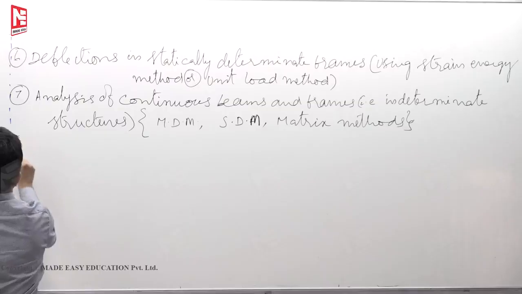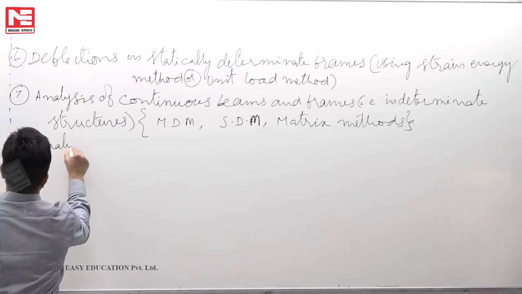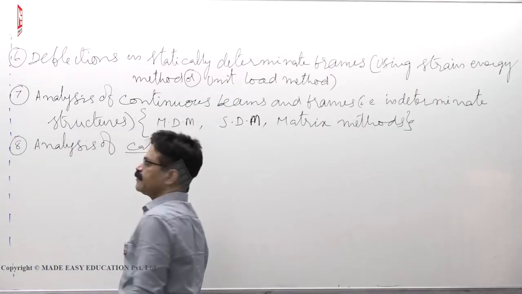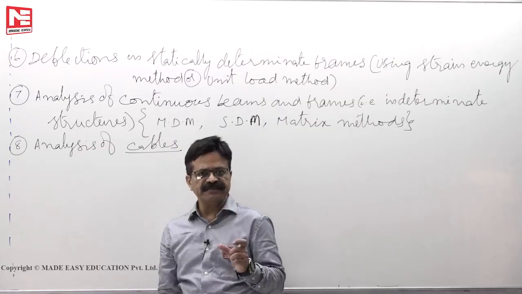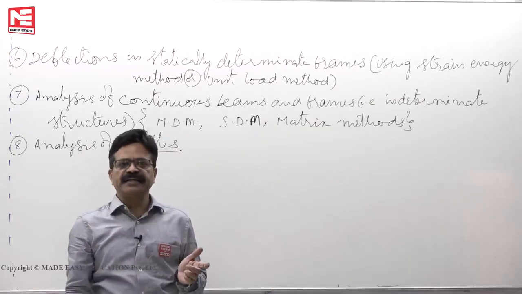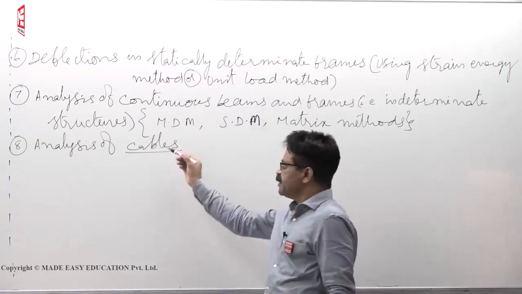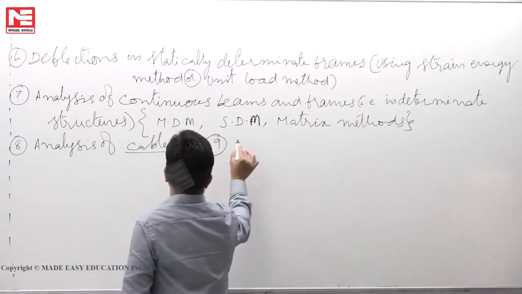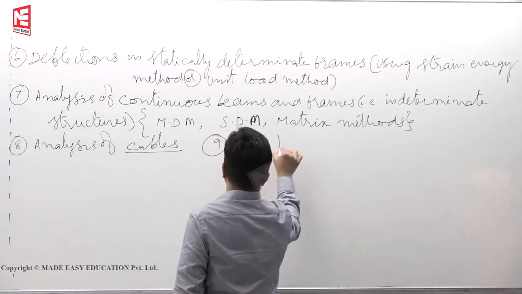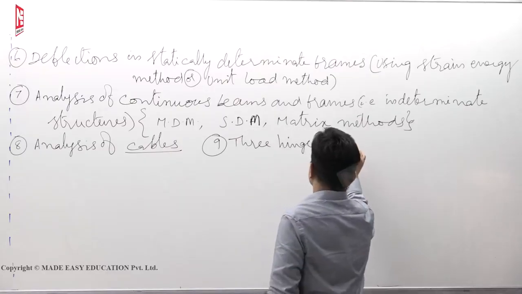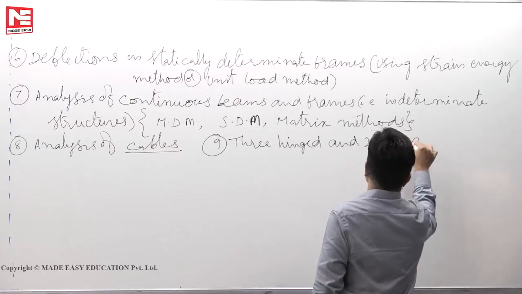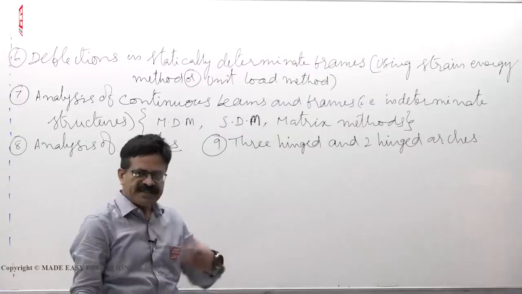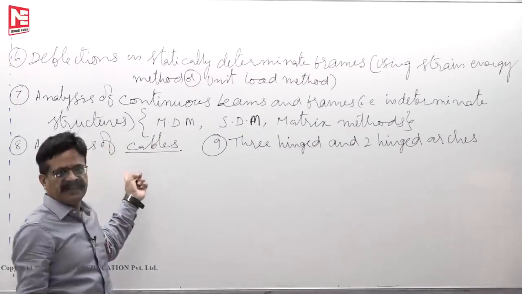Next we will study analysis of cables. A cable is a special type of structure that can only take tension. It cannot take compression, and it cannot take bending moment. Based on this analysis of cables, we have 3-hinged and 2-hinged arches. The basis for those arch analyses was the cable analysis.